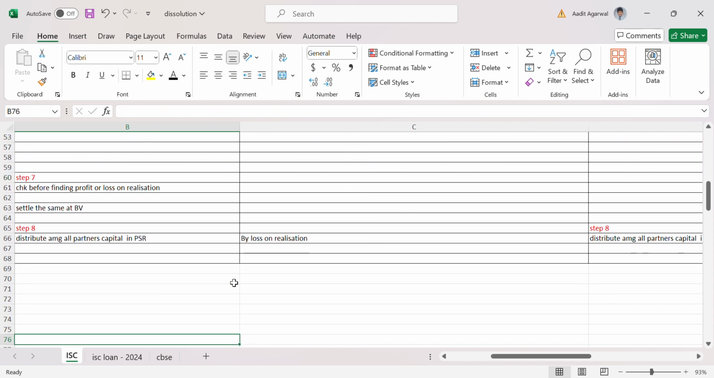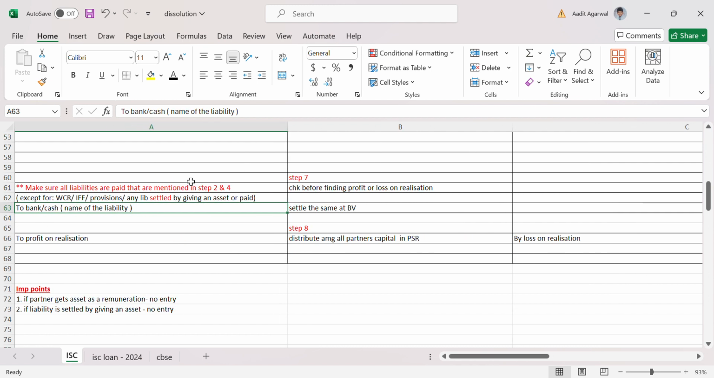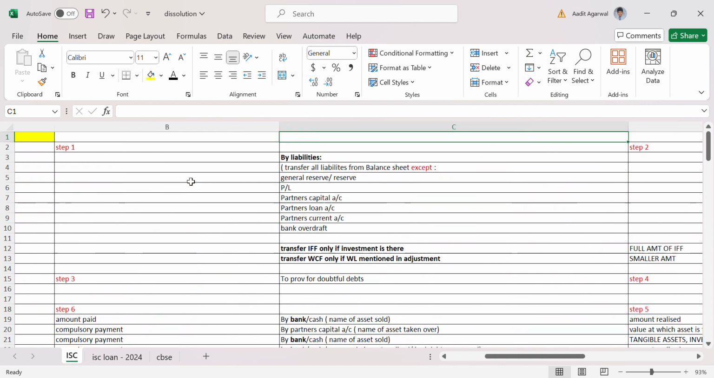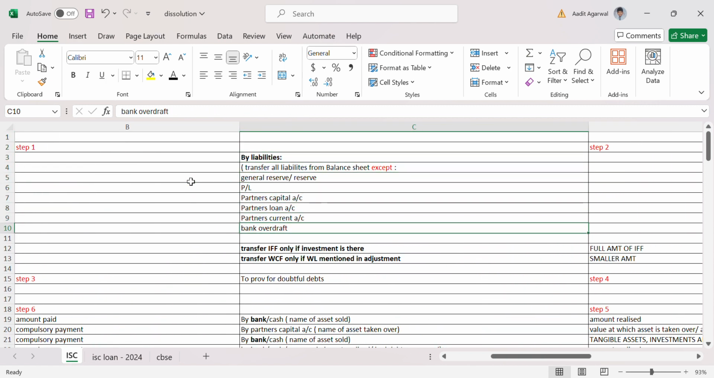Further, before you find out the profit or loss on realization, you need to do one more step. You need to check that all your liabilities which you mentioned in step number 2 and step number 4 above have been settled. So basically you have written many liabilities in step number 2 and step number 4 here. So you need to make sure that whatever you have written here has been settled or has been paid.